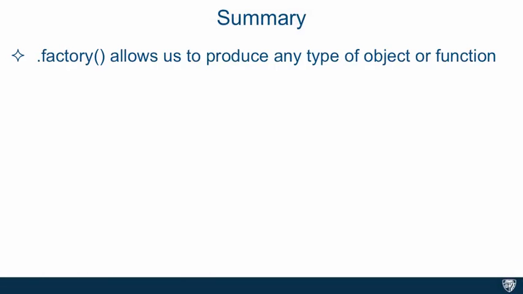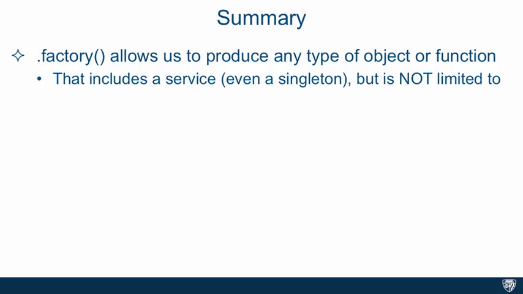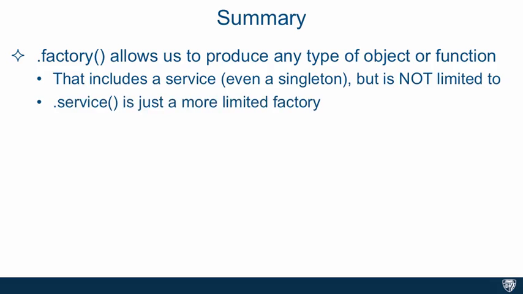Let's summarize. The .factory function allows us to produce any type of object or function. That includes a service, even a singleton, but it's not limited to that. The .service, on the other hand, is just a more limited factory. It limits us to creating a service that is a singleton and also one that's very hard to custom configure.